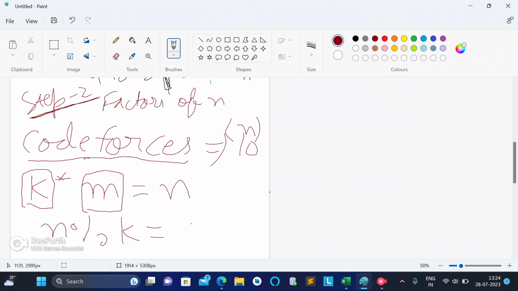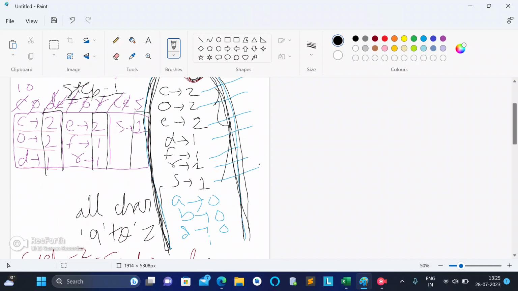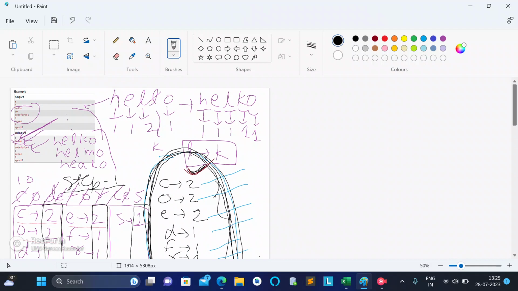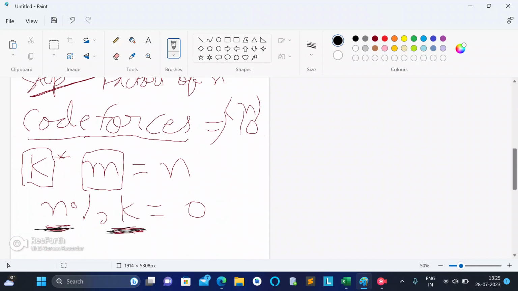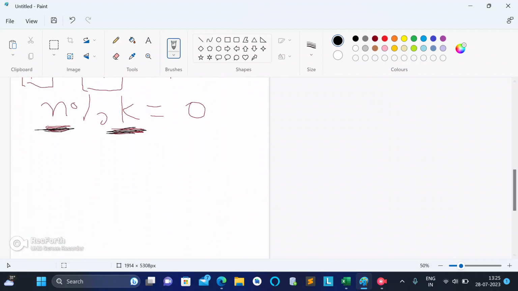So we can say that n modulo k is 0. That is, the total number of characters is divisible by the number of distinct characters. It means the number of distinct characters must be a factor of the total number of characters.